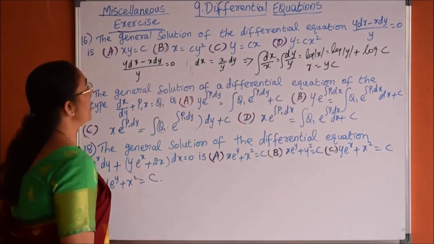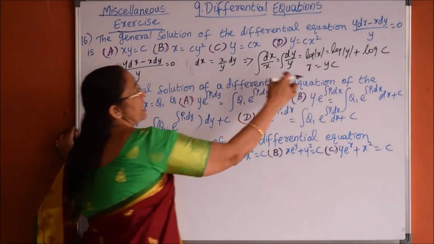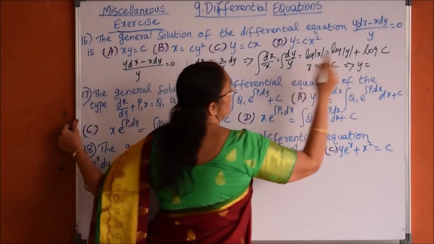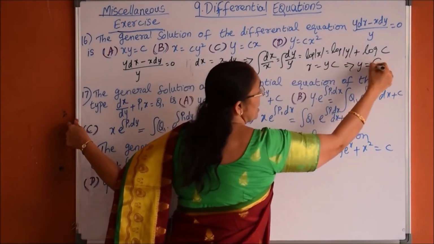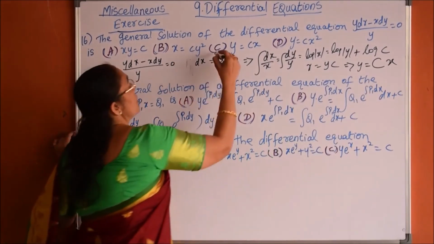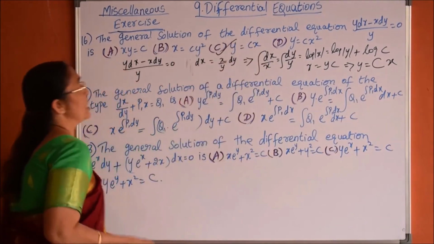X is equal to yc, that option is not there. We can write this even in the form of y is equal to 1 by c into x. 1 by c is again one constant, so y is equal to cx. So third option, option C.